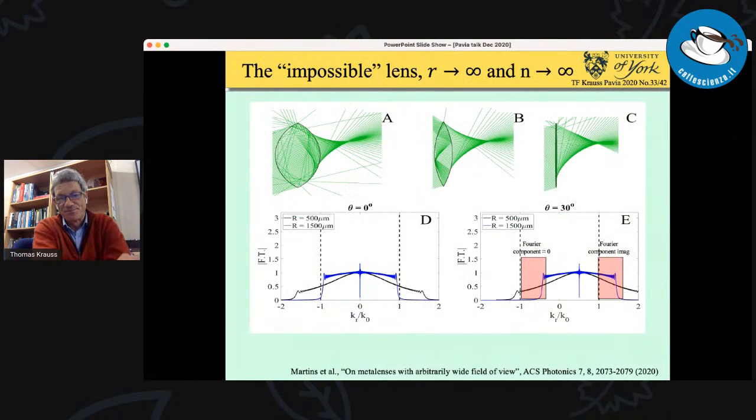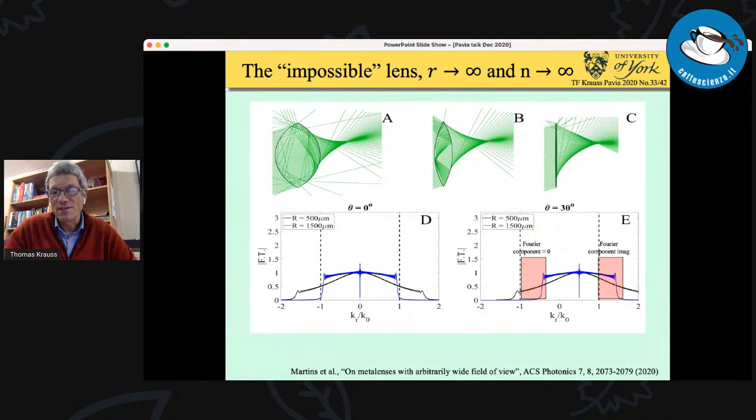What's the catch? Well, actually, I'm going to go back to this slide. I've now added these red boxes on the bottom. What's the problem? The red box on the left is where I've lost k vectors. So these k vectors no longer contribute to the image. In the red box on the right, this is k over k naught, so k is now larger than k naught, which means I have an imaginary k vector which can't propagate, so that light also gets reflected. So effectively I'm reducing the effective aperture of my lens.